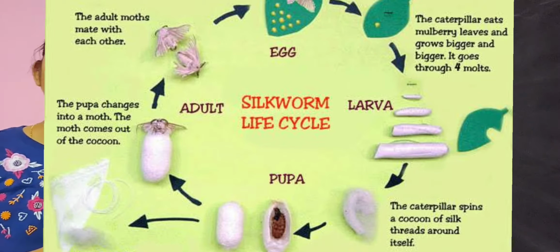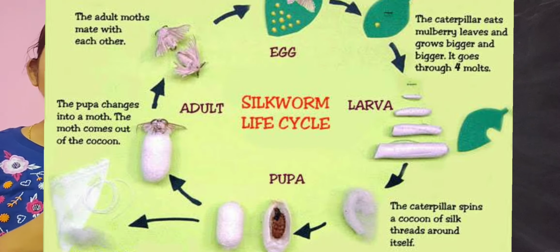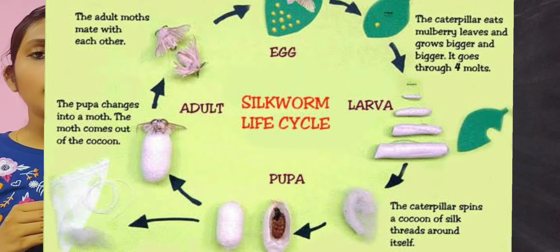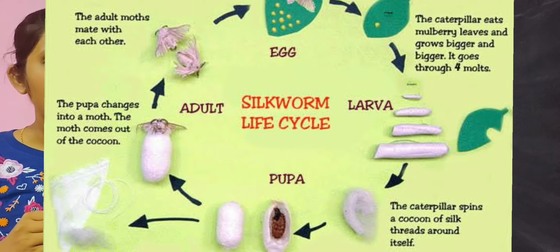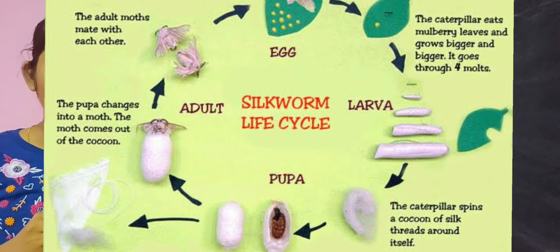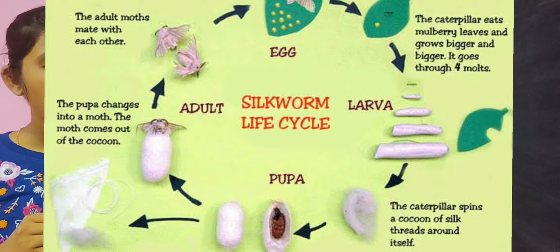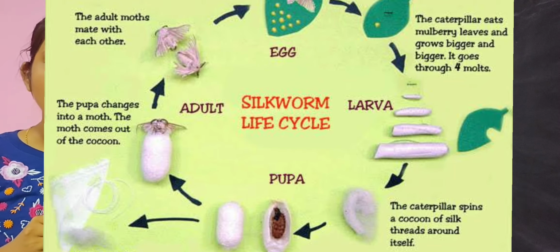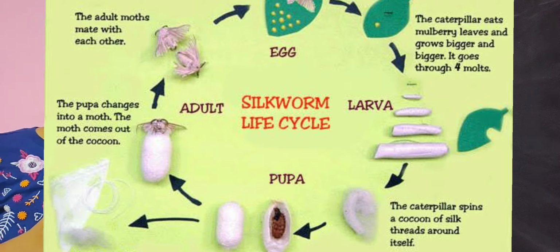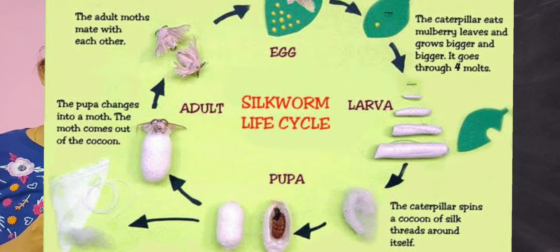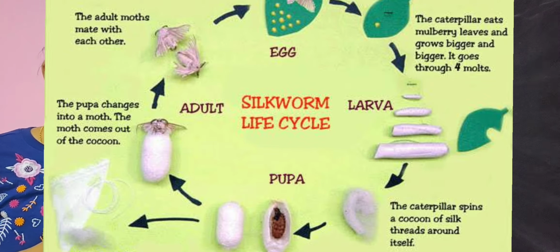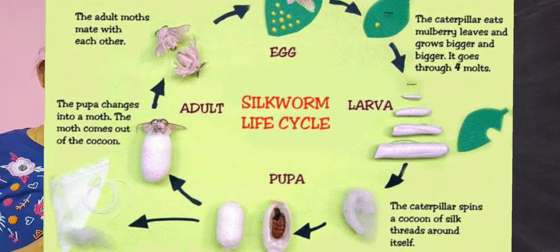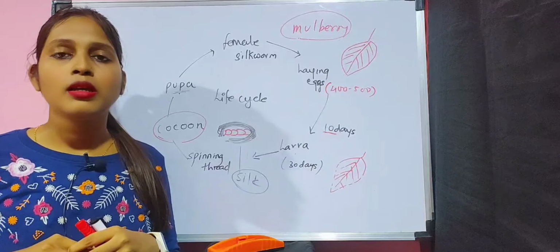Now you can see in the picture I am showing, there is a female silkworm which is coming to lay eggs on the leaf of a mulberry tree. After that there is larva formation. From larva there is a cocoon, from cocoon there is a pupa, and from pupa back to the female silkworm. So that's about the life cycle of the silkworm.